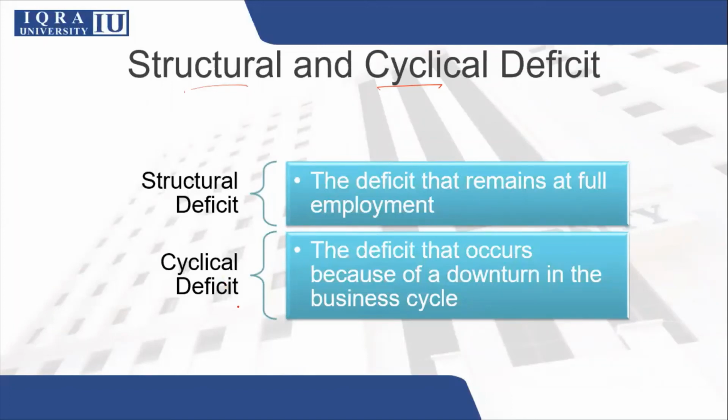Whereas a cyclical deficit is a deficit that occurs because of a downturn in the business cycle. So it is just temporary, it will go back, and the government will go into surplus during the next cycle. So, for example, if there is a plague in the country, then that's a cyclical deficit, because in order to work through that plague, the government might be overspending right now. But once the plague has ended, automatically they will go into surplus.